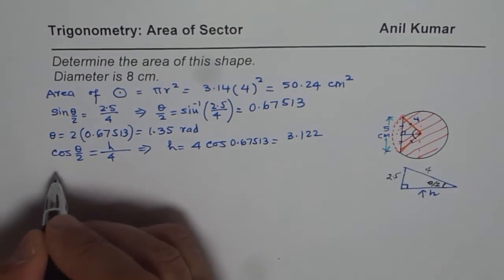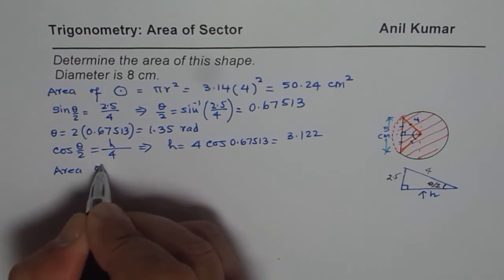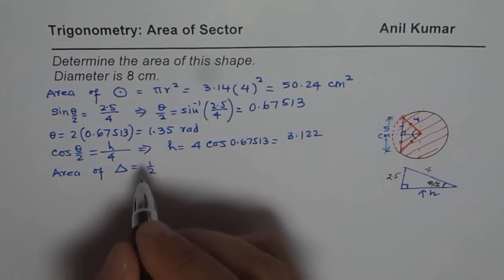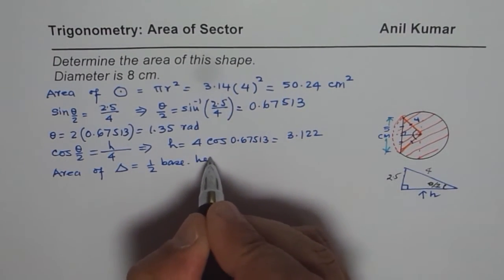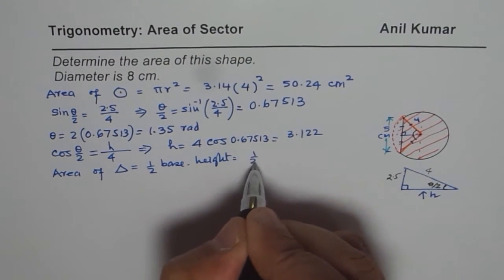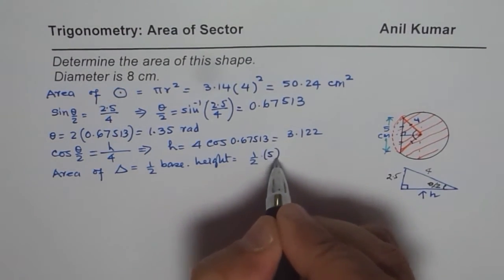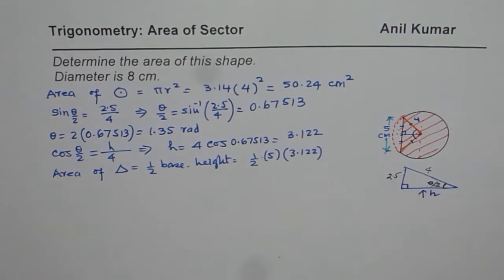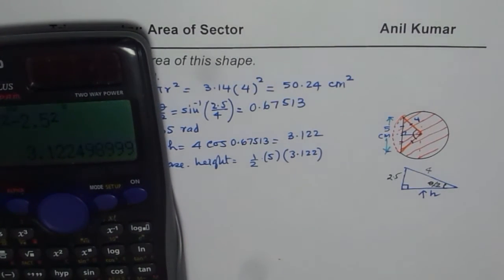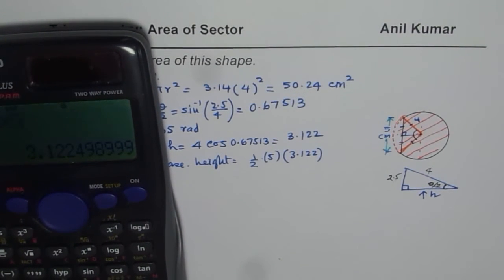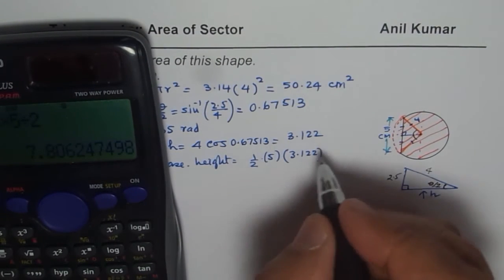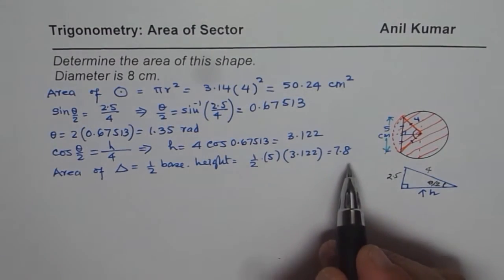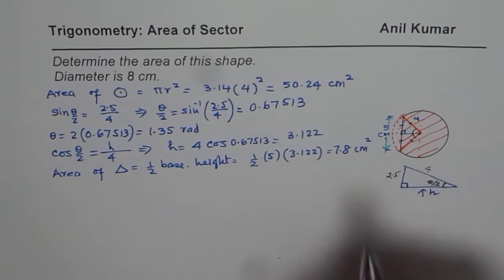Once we know the height, we can find the area of the triangle. So area of triangle is equal to half, base of this triangle is 5. Let me write the formula first. Half base times height. Base is 5 for us, let's write it in brackets, and height we just calculated, 3.122. So using these values, 3.122 times 5 divided by 2 equals to, we get a value 7.8. Let's use 7.8 as the area of the triangle in centimeters square.